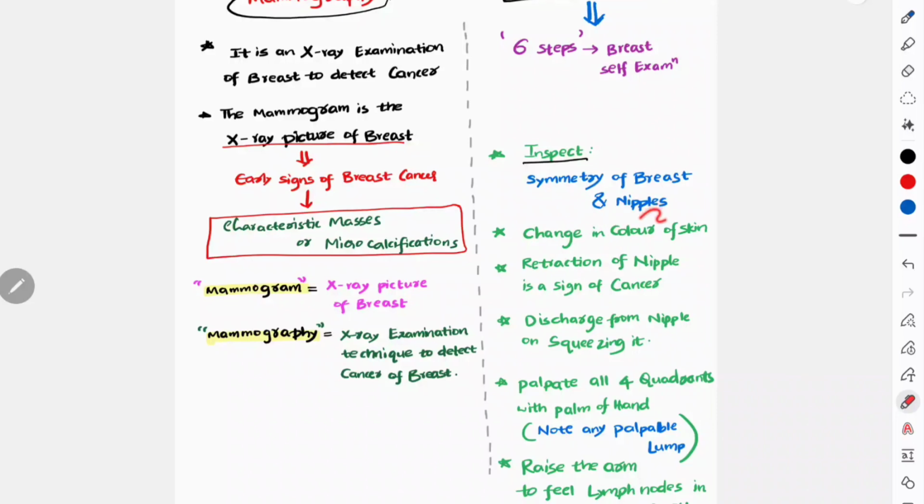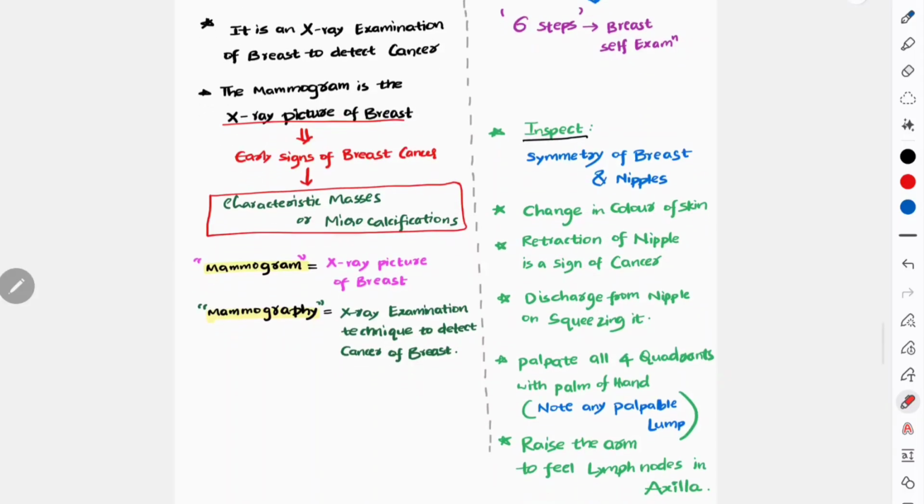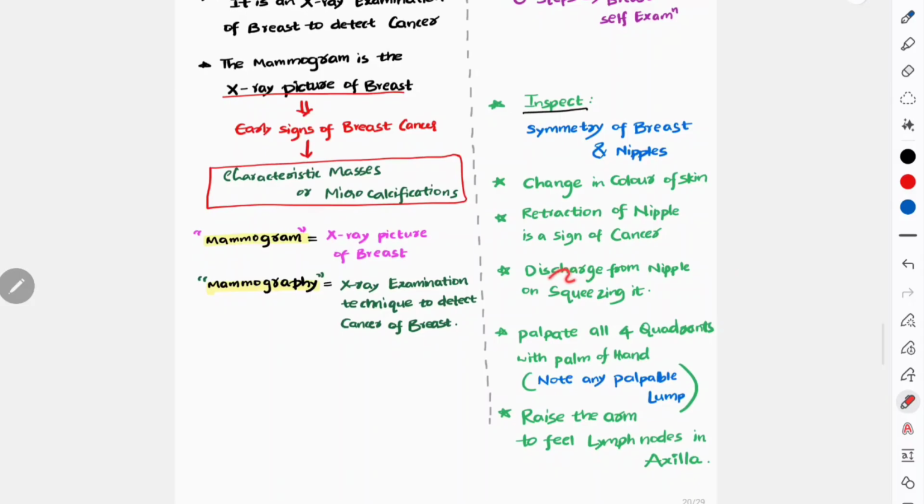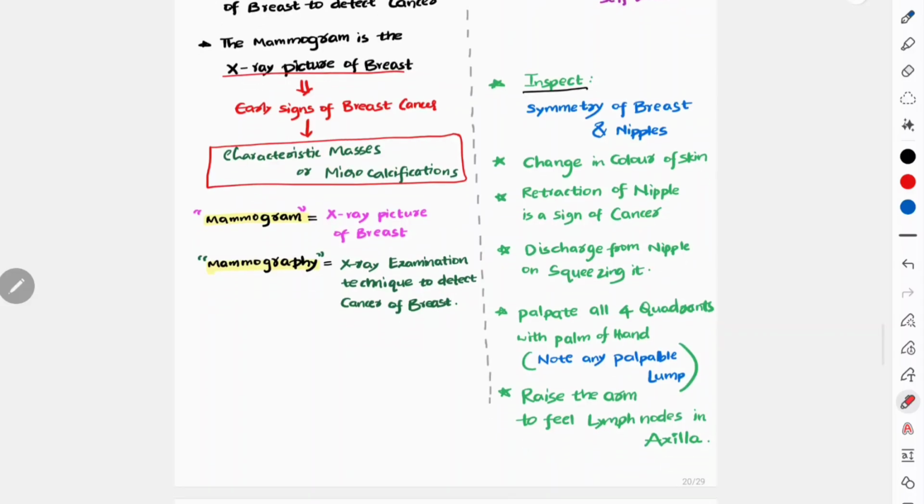The symmetry of the breast and nipples, change in color of the skin, like we have discussed earlier, peau d'orange. You have to inspect whether that kind of thing is there or everything is normal. Retraction of nipple is a sign of cancer, we have discussed. Any retraction of nipple observed, you have to see. And discharge from the nipple, any discharge coming out of the nipple on squeezing it or simply by observing it, you have to observe.